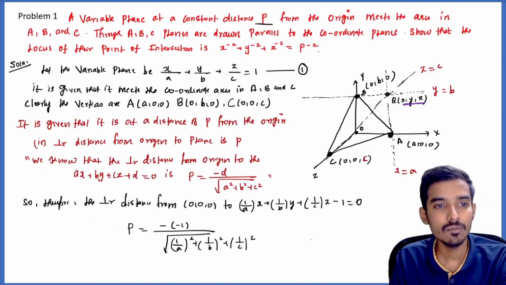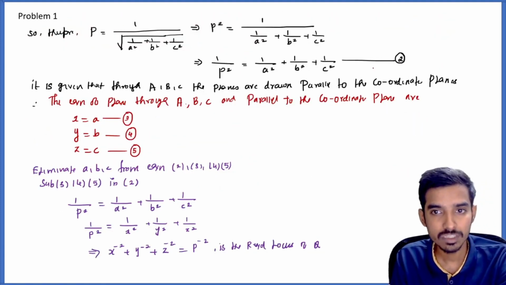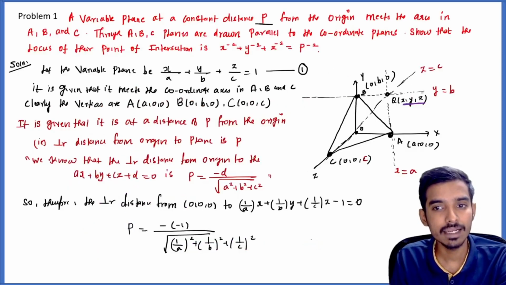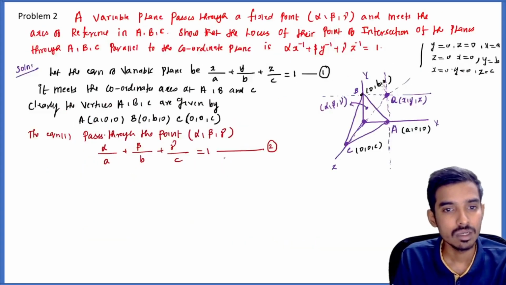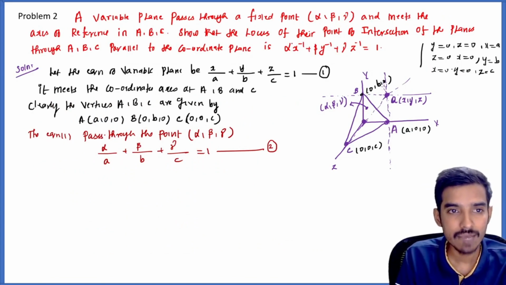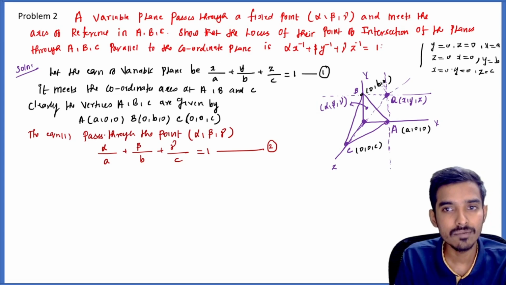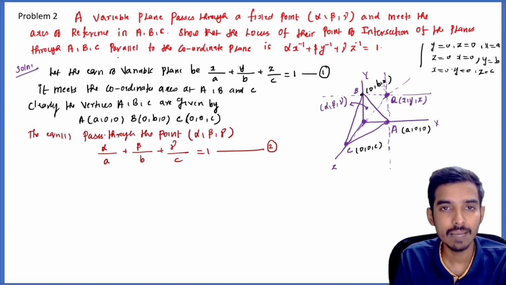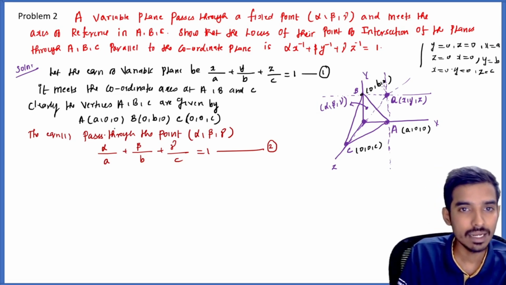In the previous problem, we called this equation number 2, which we got from the data that the plane is at a distance of p from the origin. Right? Now we have got equation number 2 very easily. Now, they have said that we need the equation of the plane passing through a comma b comma c and parallel to the coordinate plane, right?